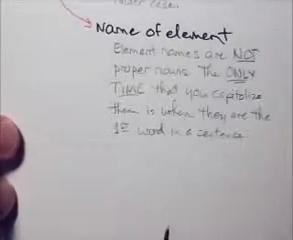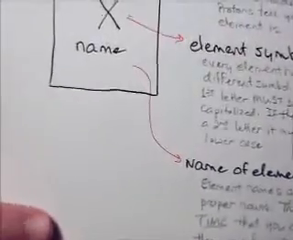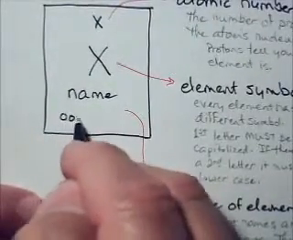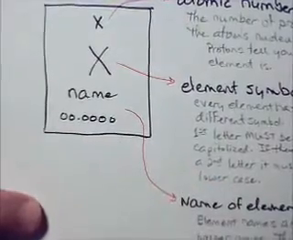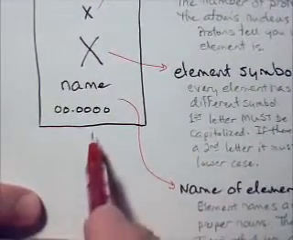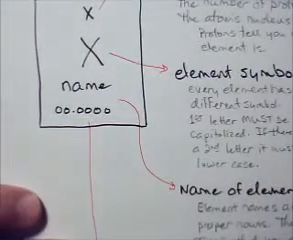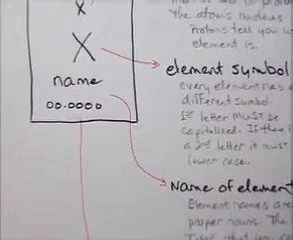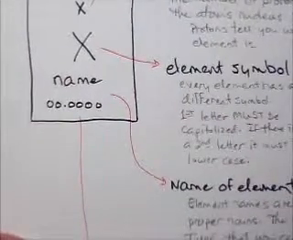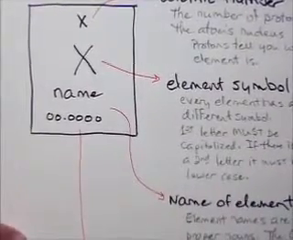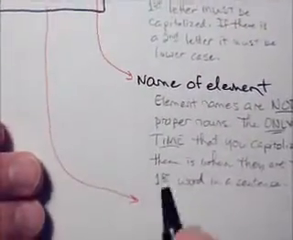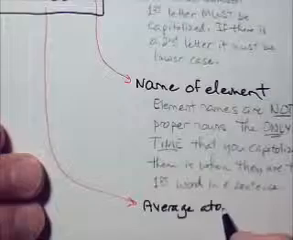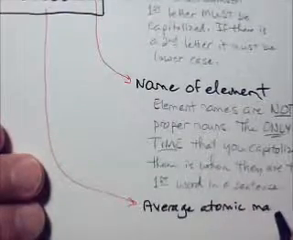Everybody got that? Name of the element. All right. Now let's look at what's at the very bottom down here. So now we're going to have a series of numbers. All right. Well, there is no such number like that, but we're going to talk about what that number is. So this number is the average atomic mass.